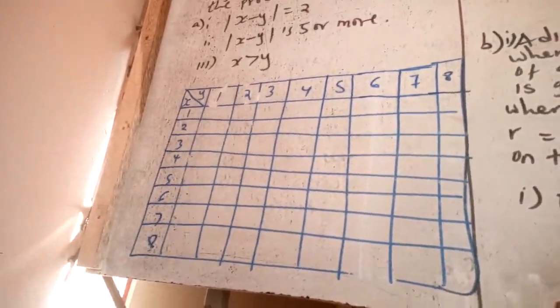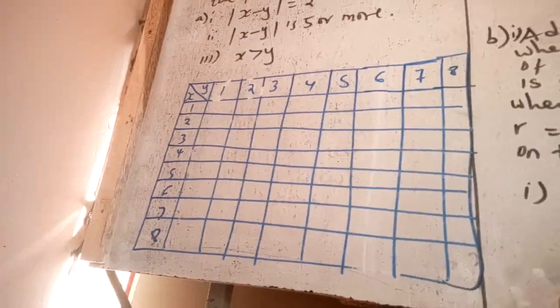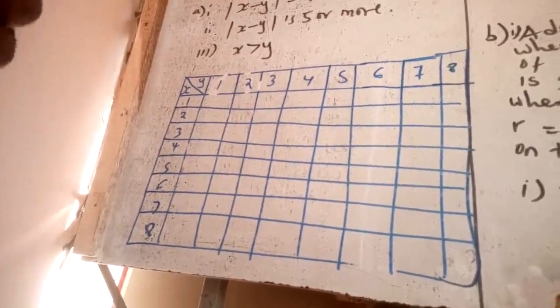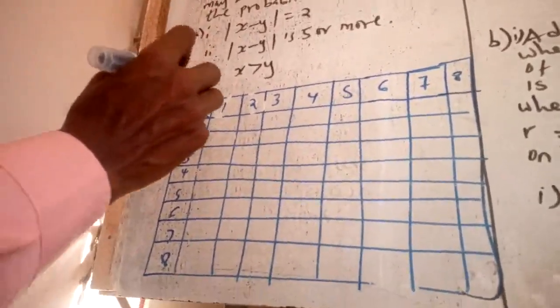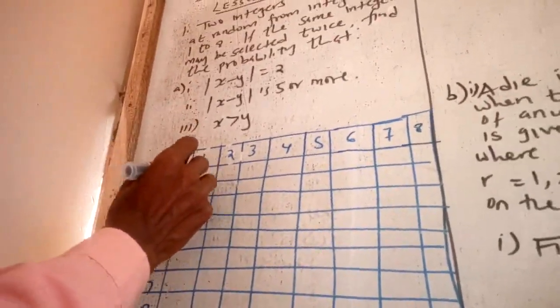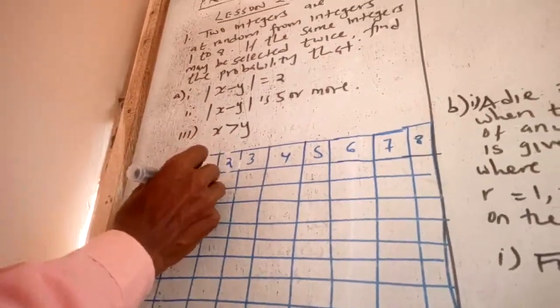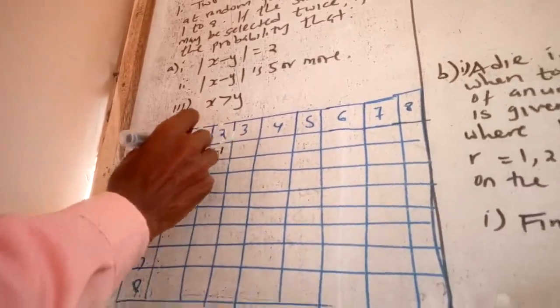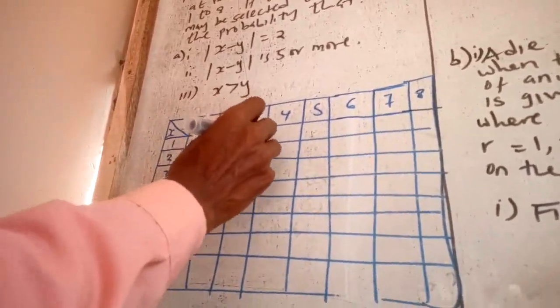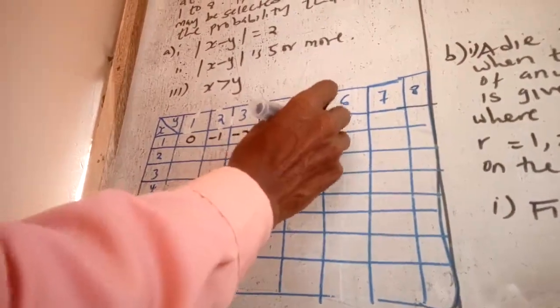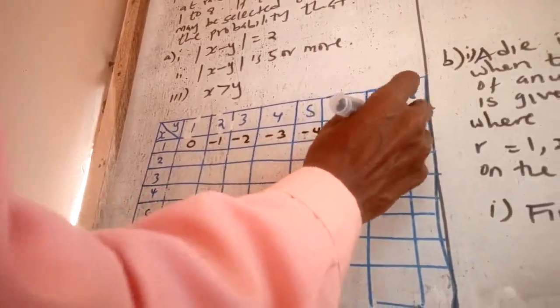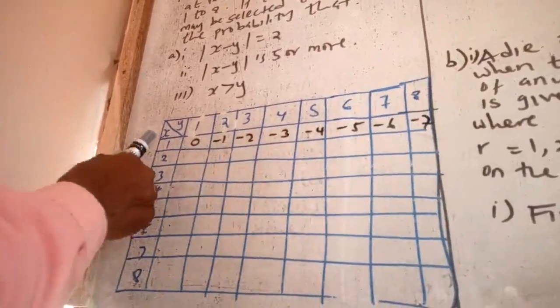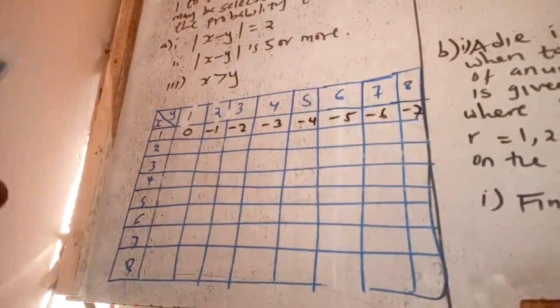And for the results, I'm going to use the black. And therefore, I can have 1 minus 1, I get a 0. 1 minus 2, minus 1. 1 minus 3, minus 2. Minus 3, minus 4, minus 5, minus 6, because 1 minus 8, you will get negative 7.